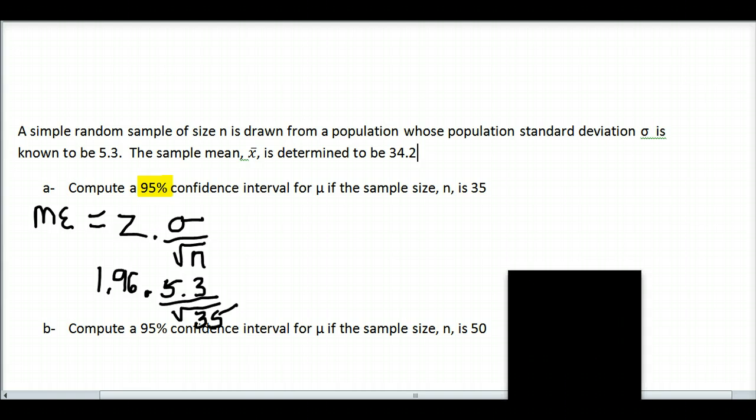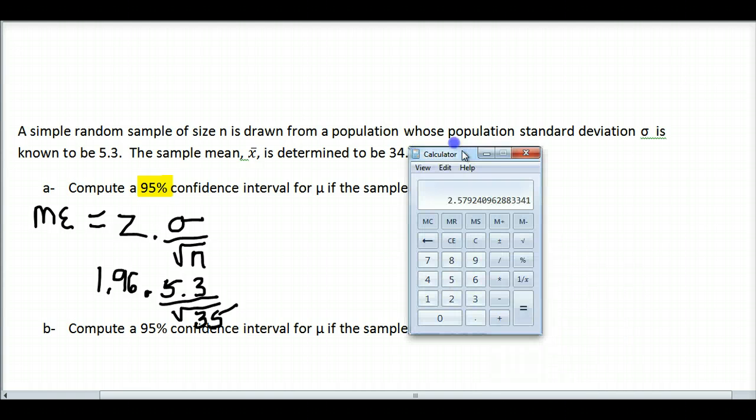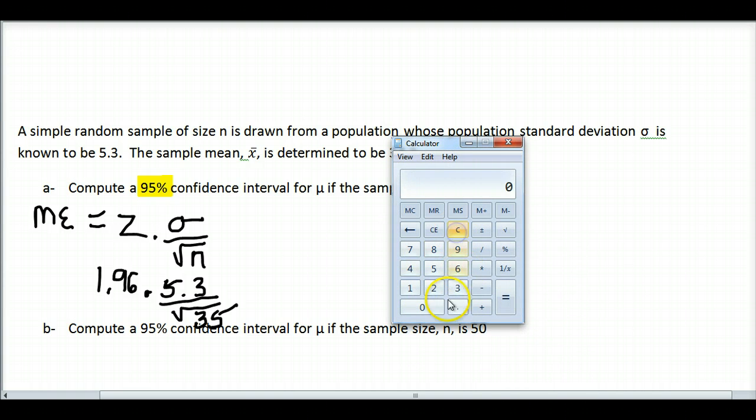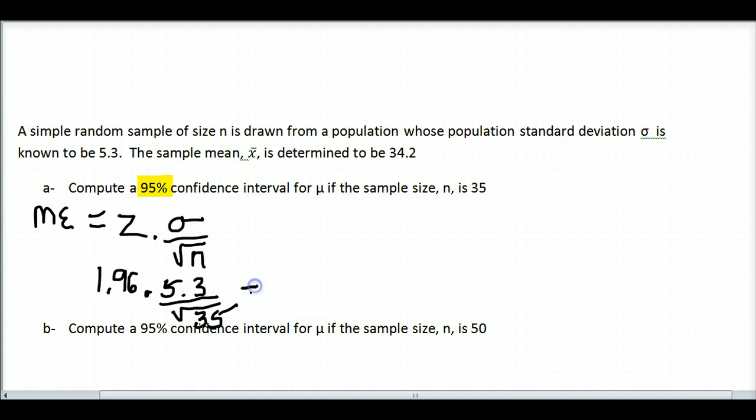Now I'm going to go ahead and take out my calculator here. Here's my simple Windows calculator, and I'm going to say 5.3 divided by the square root of 35. I want the square root of 35. Then I'm going to push equals to evaluate that fraction and multiply that by 1.96. This gives me a margin of error of about 1.76.